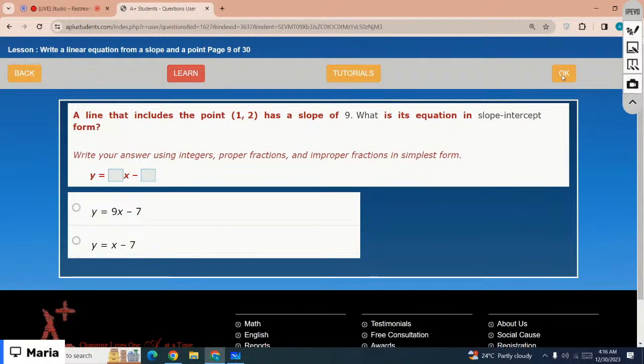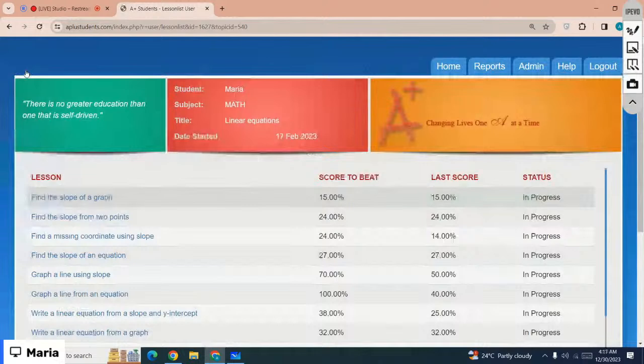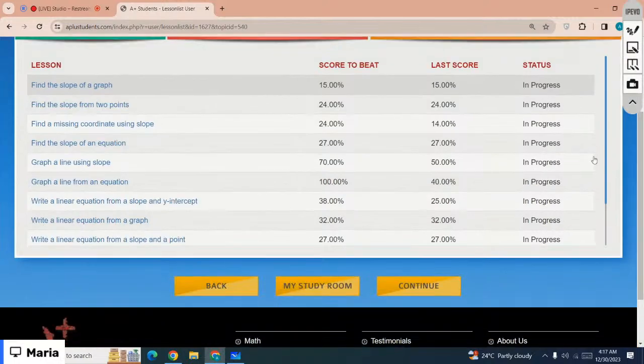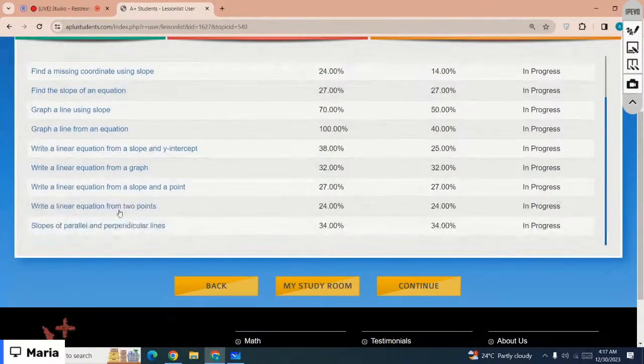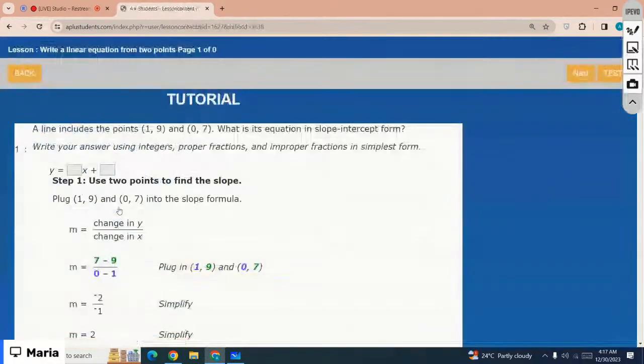Okay, you can complete the lesson by yourself later today. Let me just move on to the next lesson. Okay, the next lesson is write a linear equation from 2 points. Now how do we write a linear equation when we are given two points, right?